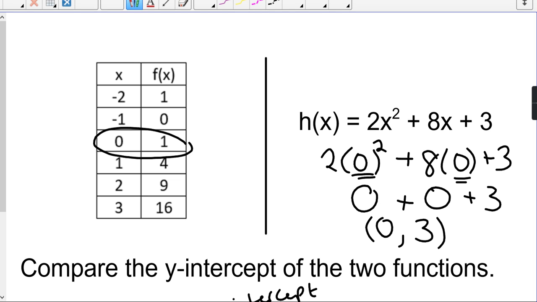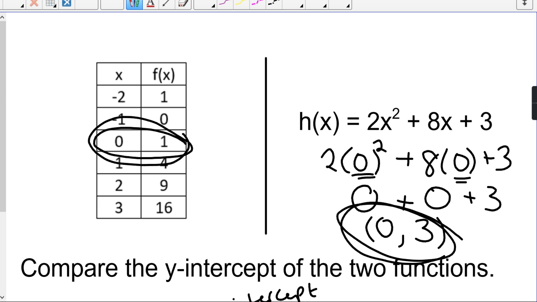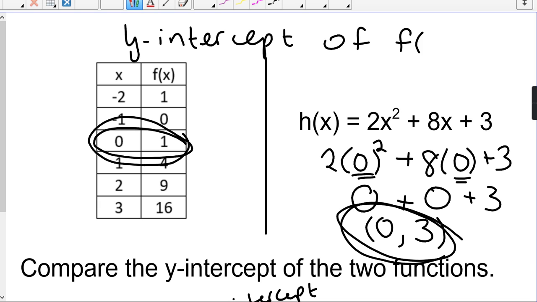So the y-intercept for f of x was (0, 1). The y-intercept for h of x is (0, 3). So if you were asked to compare, you would say that the y-intercept of f of x is smaller. I'd probably ask you a question like which function has the smaller y-intercept or something like that, and you'll just have to write which function it is.